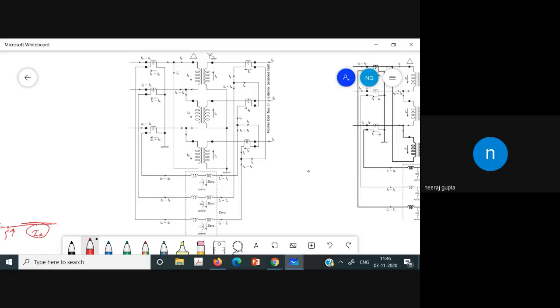Now, these are actually the connections of the percentage differential relay under the normal load flow conditions. Connections of the percentage differential relay under the normal load that we discussed. Connections of percentage differential relay under normal conditions.